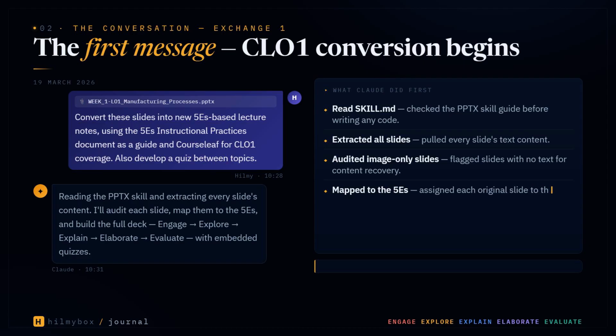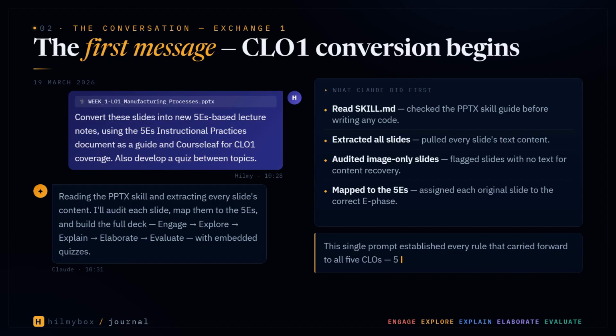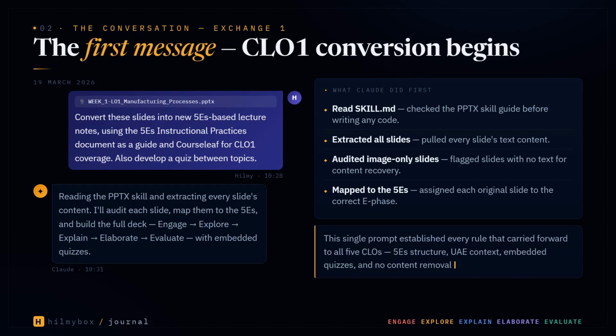It extracted all slides, pulling every slide's text content. It audited the image-only slides, flagging those with no text for content recovery. And it mapped each one to the correct E-phase. This single prompt established every rule that carried forward to all 5 CLOs: 5Es structure, UAE context, embedded quizzes, and no content removal.